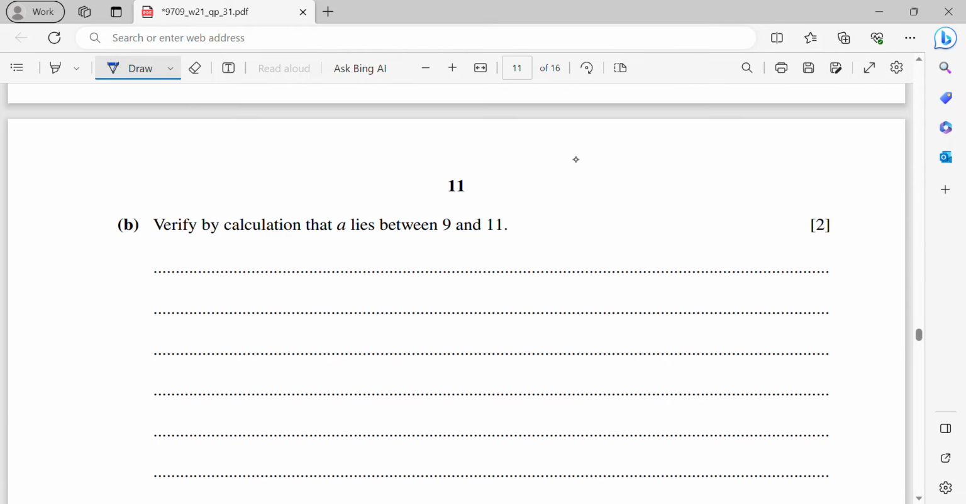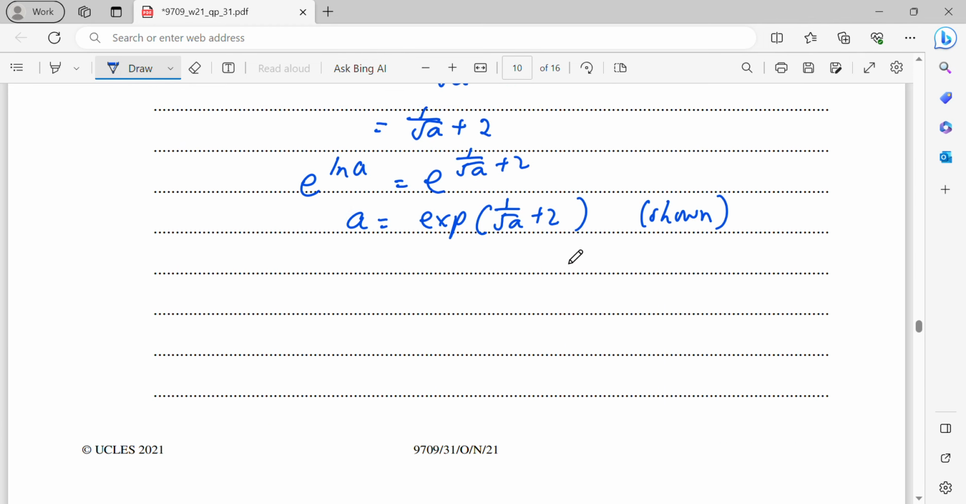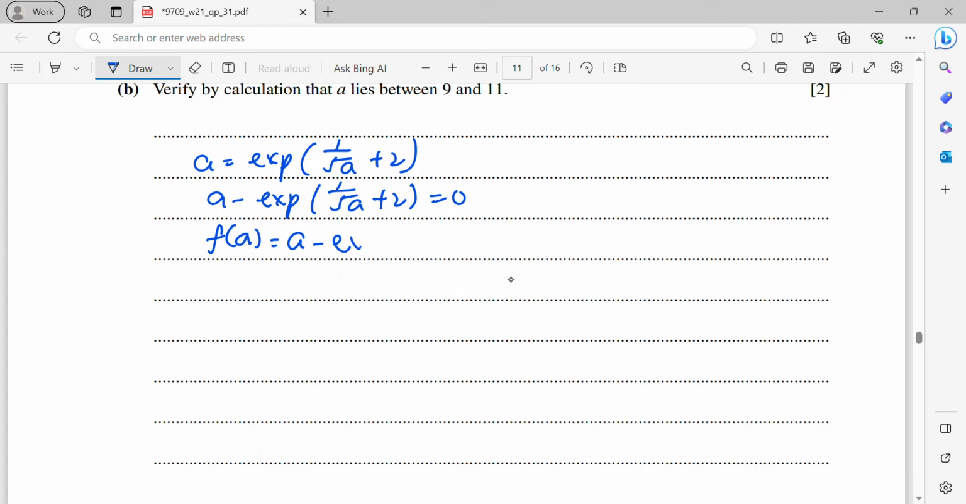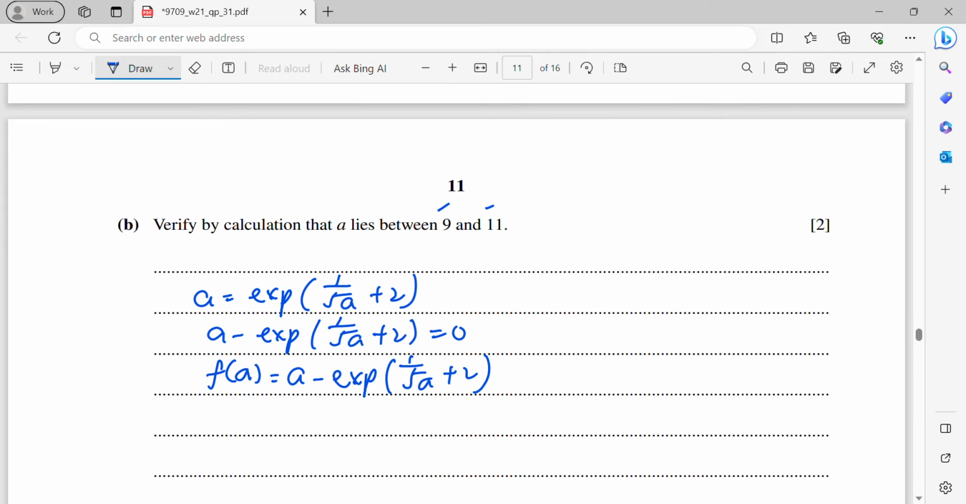Now, verify by calculation that a lies between 9 and 11. So I will refer back to the previous form and get the f(a). So I will rewrite my a is exponential 1 over square root a plus 2. So I move the exponential to the left hand side. So a minus exponential of 1 over square root a plus 2 equals to 0. Okay, and I will let my f(a) be the terms on the left hand side. Now, to prove that a lies between 9 and 11, just use the sign change rule. Replace the a by 9 and 11.